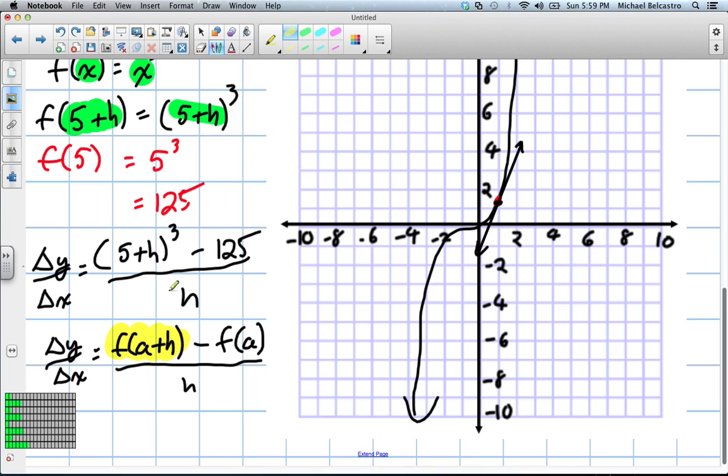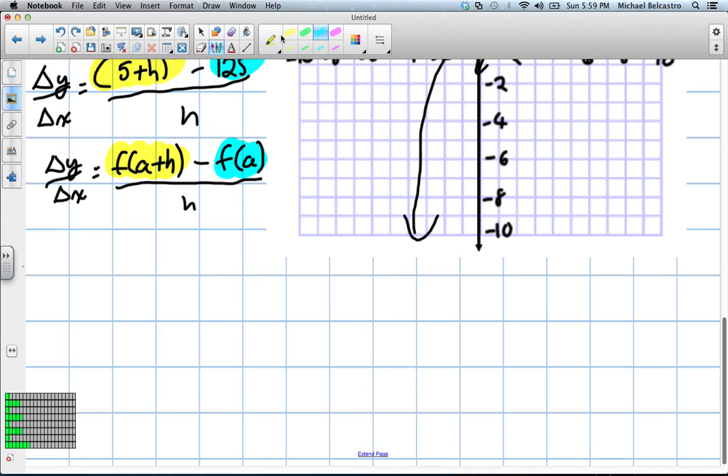F at a plus h was what we solved up here. That's what that value is. F at a was when the function was 5. Well, we discovered it was 25. And we just still have the h there. So now what we're going to do is simplify that equation. Okay? So let's bring it down here.